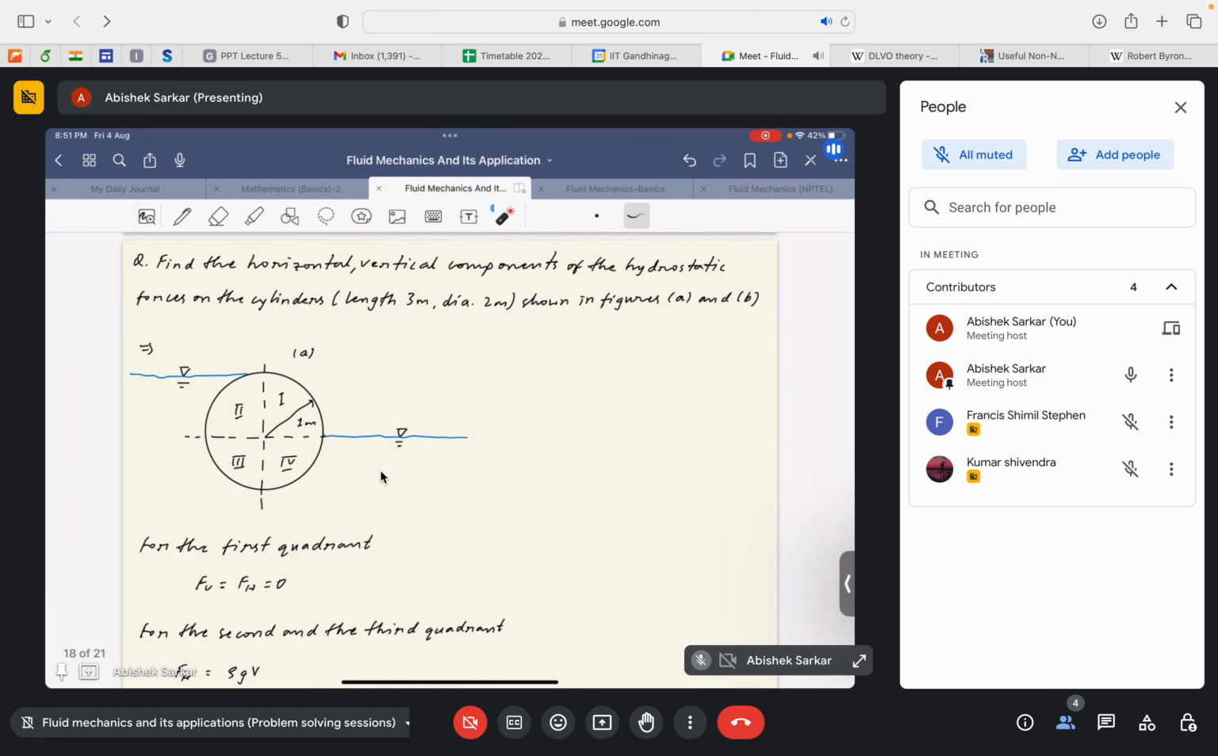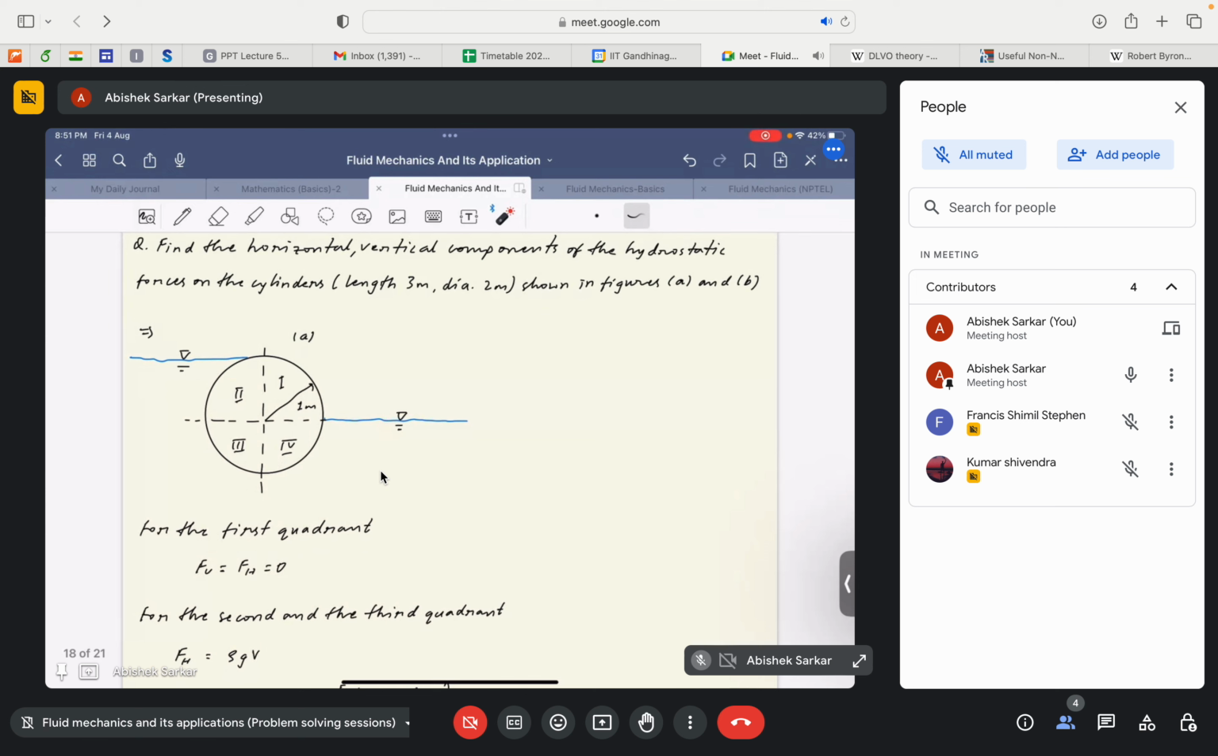Figure A shows a cylindrical surface that is being kept between two different liquid levels. So this is the free surface at the left and this is the free surface at the right. To simplify the problem, we decompose the cylinder into 4 different quadrants, 1, 2, 3, 4. As mentioned here, the net force acting on the first quadrant would be 0. Why? Because this quadrant is not at all in contact with the liquid, right? So there is no hydrostatic force that acts on quadrant 1. So both FV and FH, the F vertical and F horizontal, would be 0.